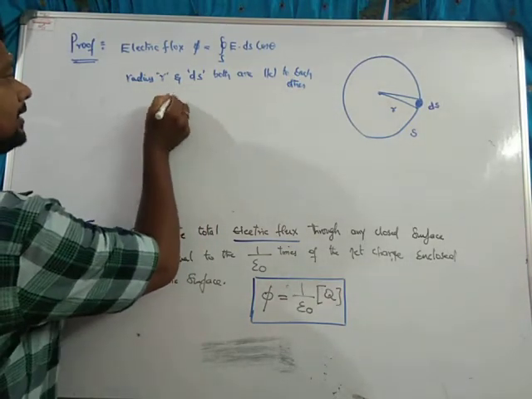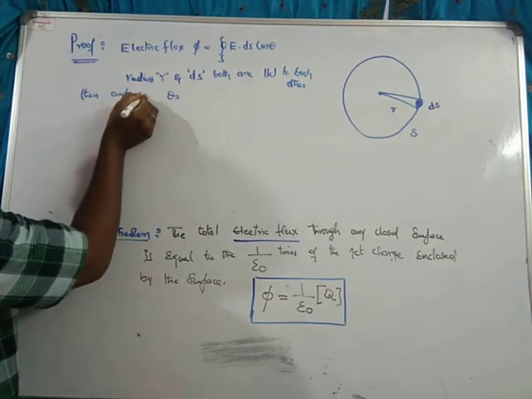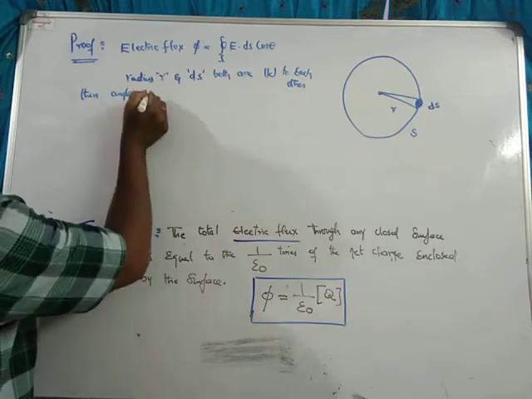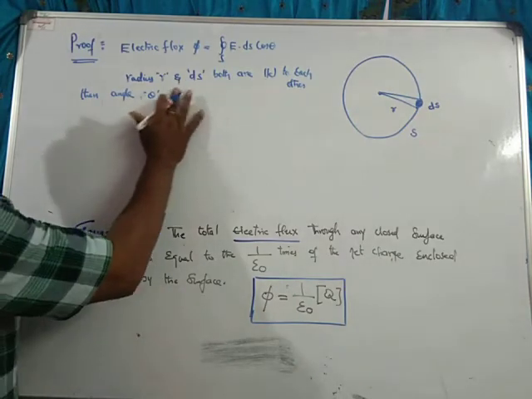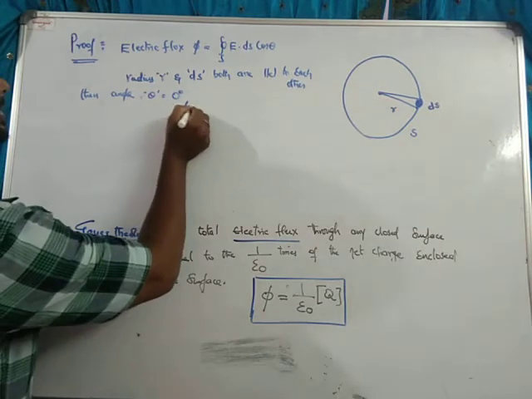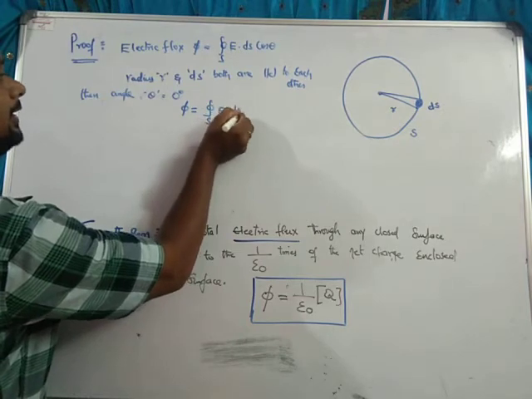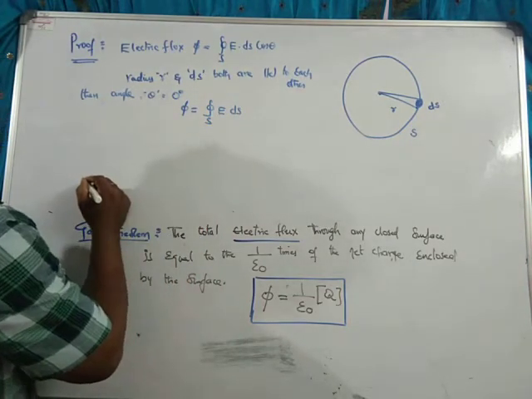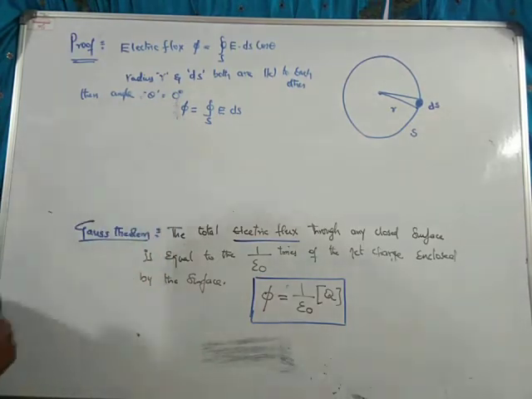Then what will be the angle? Theta is equal to, sorry, theta is equal to 0 degrees. 0 degrees means we get the maximum. Then flux is equal to the surface integral of E ds, and cos 0 is equal to 1. So we get the flux.